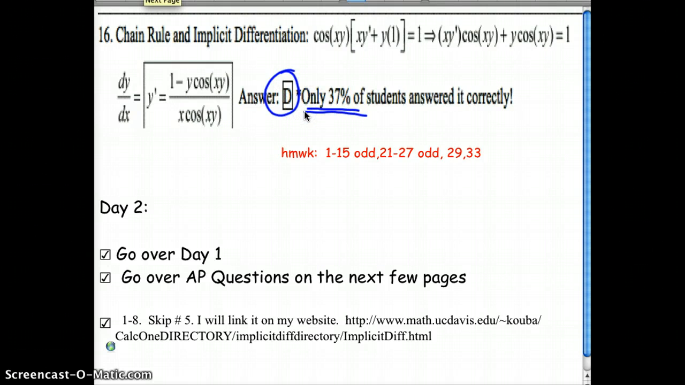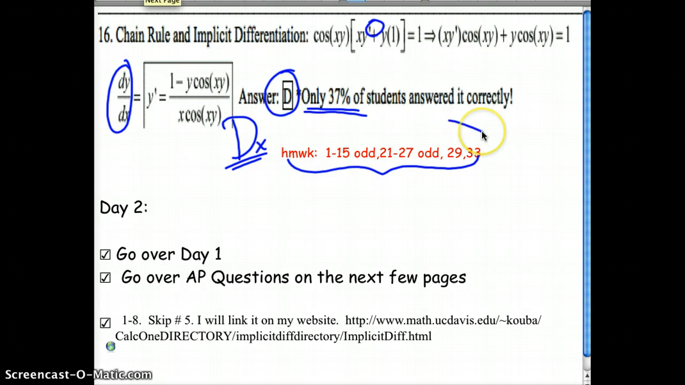But notice this, only slightly over a third of the students answered this one correctly. It was very heavily missed. And I think what happens is they get lost in the notation and they're changing from this to this. And I do think that that capital D notation might help you out here. So what we're going to do tomorrow is we're going to go work through these. We'll do some of the harder ones together just to get you in the flow of it.